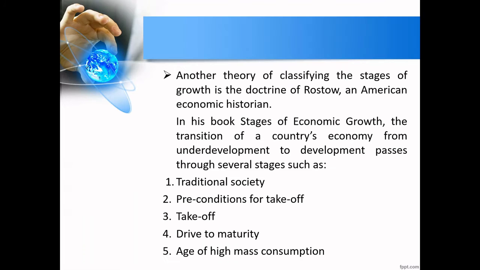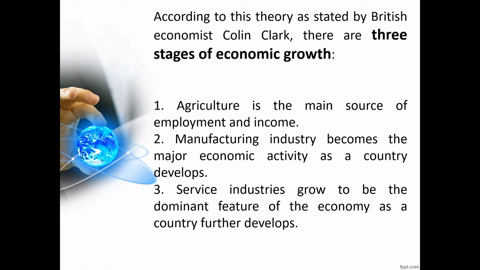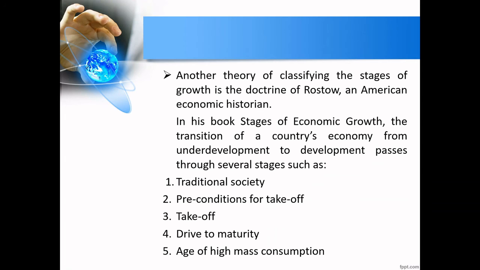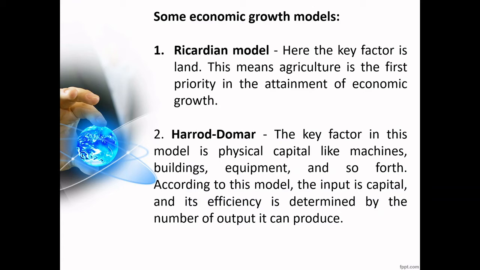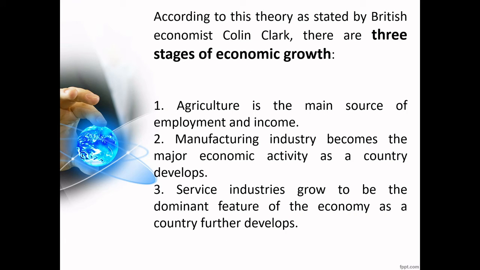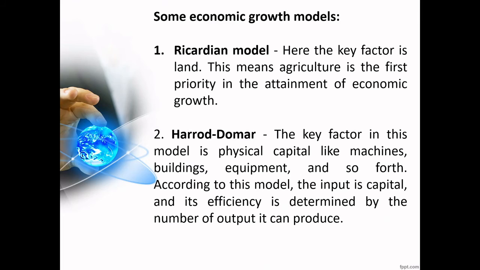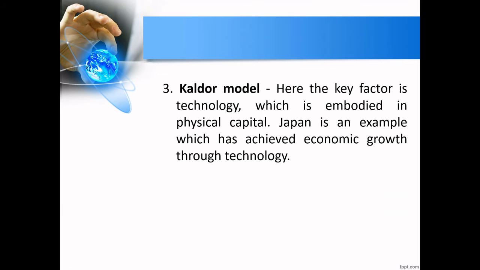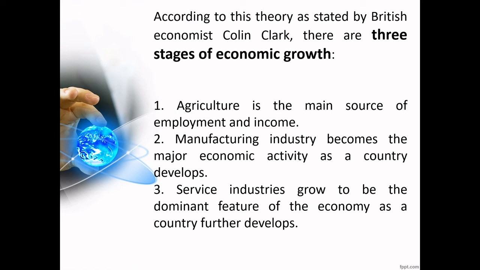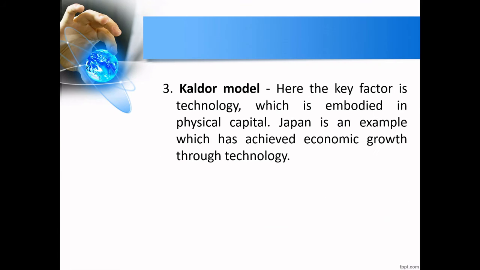So, as you can observe, yung sa ating three stages of economic growth ni Colin Clark, same dito halos, di ba, sa economic growth models. First, we have the Ricardian model, almost similar siya sa first stage ng economic growth ni Colin Clark. And then yung manufacturing industry, same siya kay Harrod-Domar. And then yung Kaldor model is almost identical with the third stage of economic growth of Colin Clark.